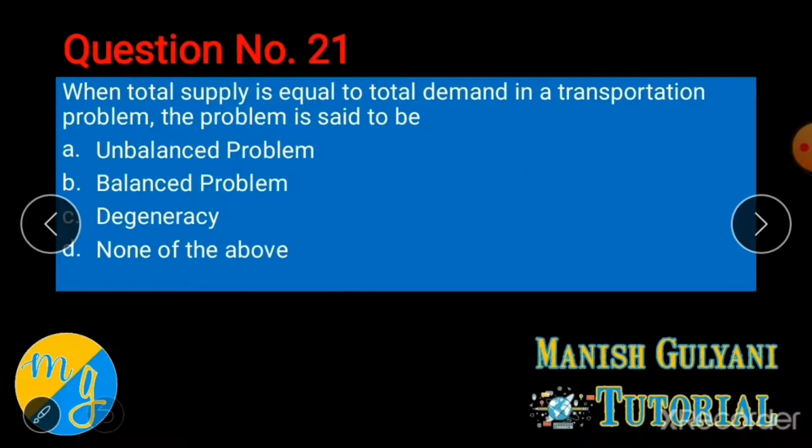Next, question number 21. When total supply is equal to total demand in a transportation problem, the problem is said to be what? When total supply is equal to total demand, that's the first step of a transportation problem: identify the case, balanced or unbalanced. Balanced case is when total of supply is equal to total of demand. So the answer is option B, balanced problem.